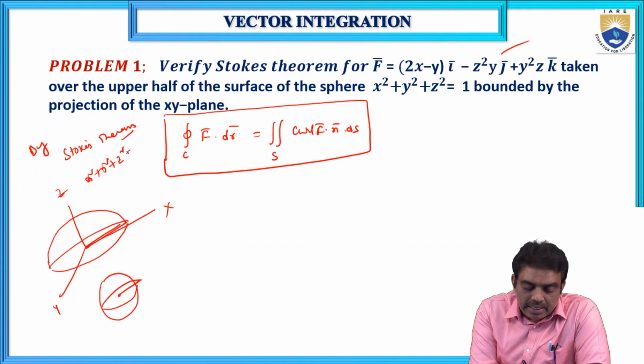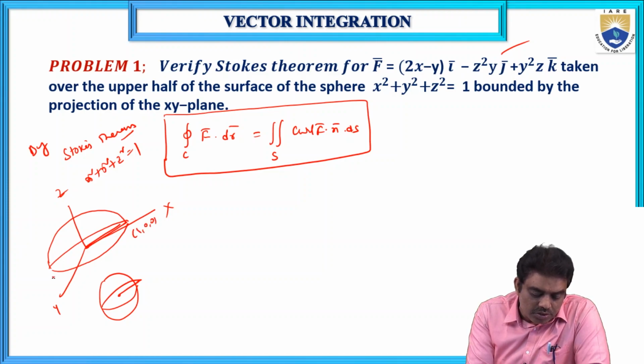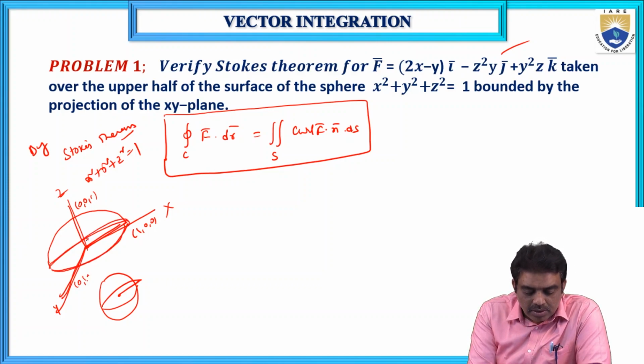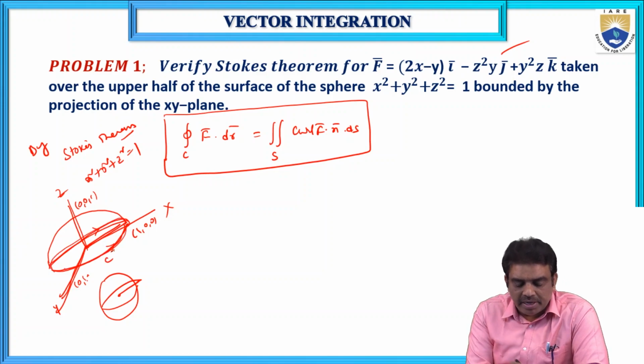So the x-axis point is 1, 0, 0 and the z-axis point is 0, 0, 1, like this. Suppose you consider this on the yz plane, then on the y-axis it is 0, 1, 0. So this is the circle bounded by the closed region C. This is the circle, and it will be on the xy plane.